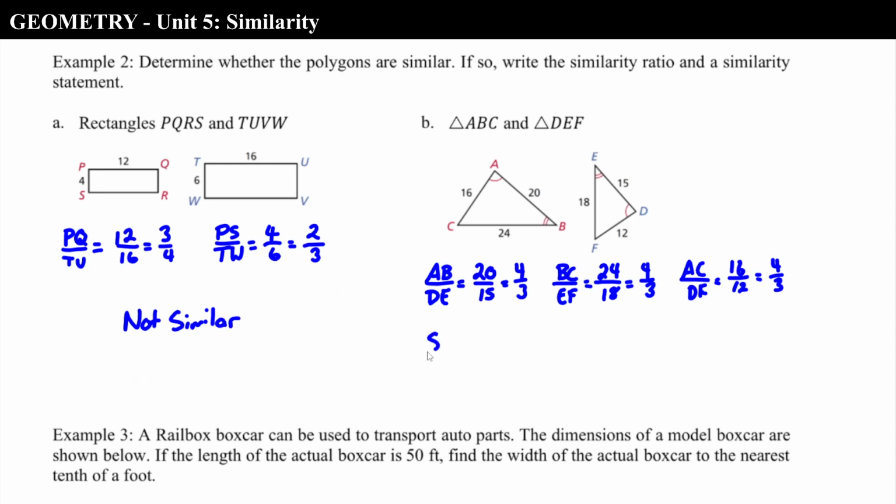So the similarity ratio is 4/3, and our similarity statement is triangle ABC is similar to triangle DEF. Remember, you have to match up those angles just like you did with congruence.